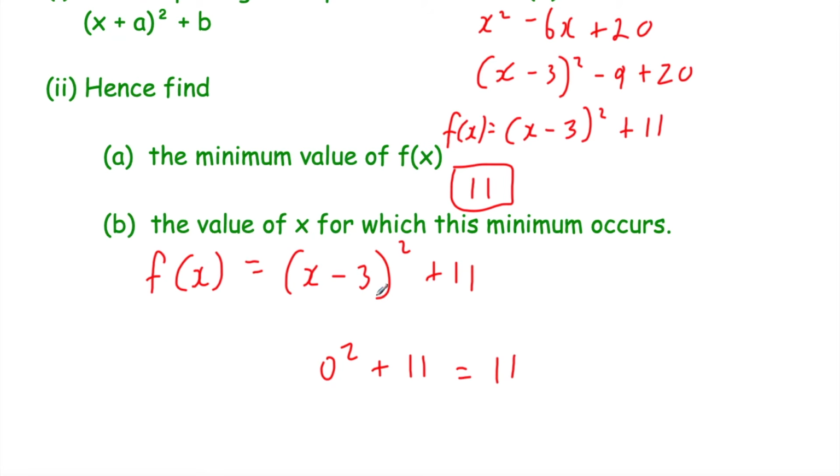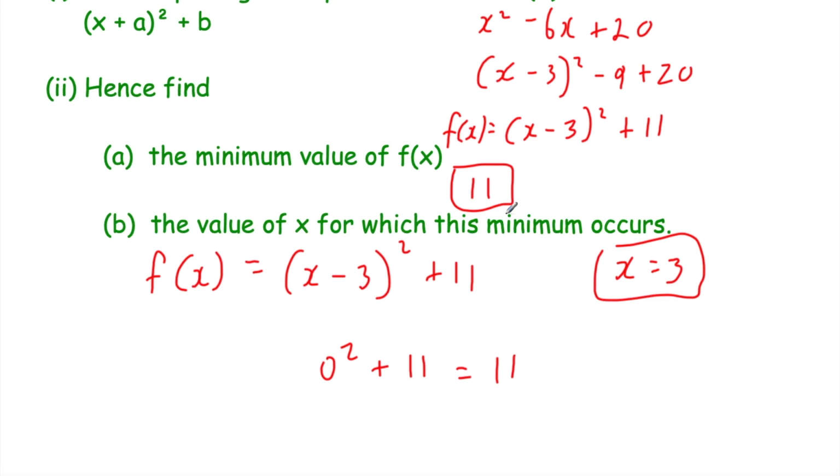And remember, whenever you do completing the square, the number on the end will be the minimum value of that f of x. Okay, and then part B. Part B says find the value of x for which this minimum occurs. To make the bracket equal to 0, x would be equal to 3. So x is equal to 3. That's the value of x that we would use to get the minimum value for this function.